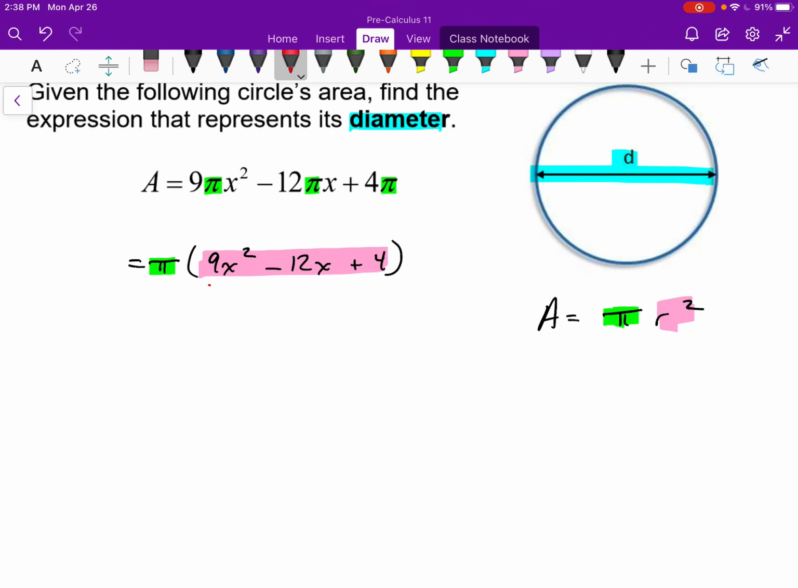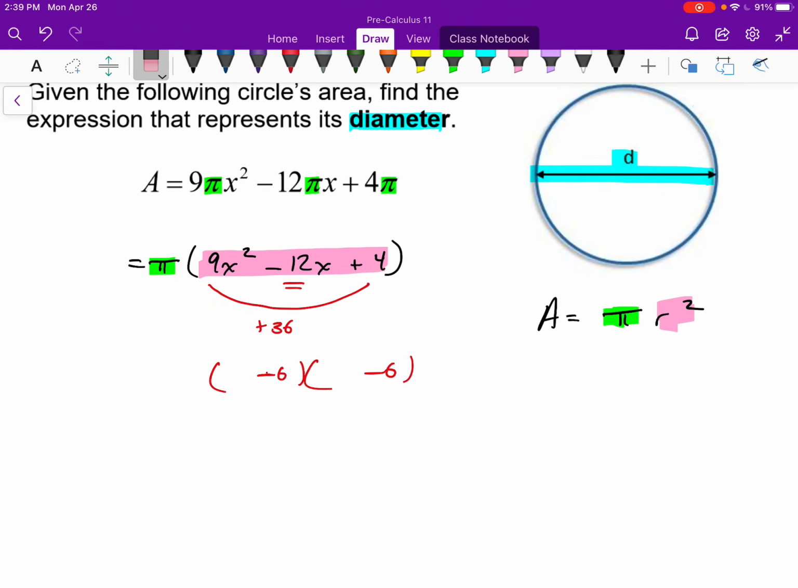I could just look at this and go, what I've been talking about. 9 times 4 is 36. Think of two numbers that multiply to 36, and yet add to negative 12. Those two numbers are negative 6 and negative 6. Not surprising, it's the same number. Because again, I know in the end, my two factors should be the same. Something times itself to make the radius squared.